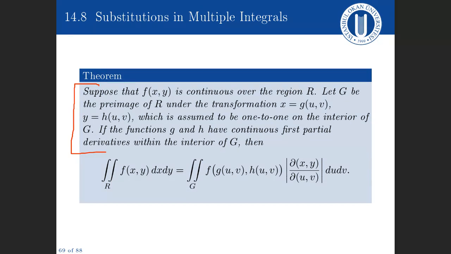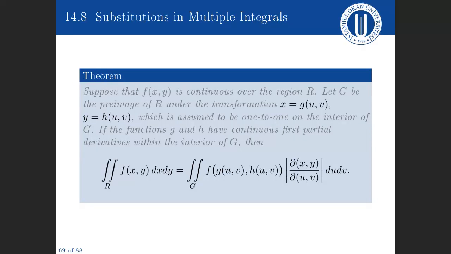Let G be the pre-image of R under the transformation x is g of u and v, y is h of u and v, which is assumed to be 1-to-1 on the interior of G. If the functions g and h have continuous first partial derivatives within the interior of G, then... Okay, I said that, now forget about it. That's just being careful. What I'm interested in is the formula at the bottom.